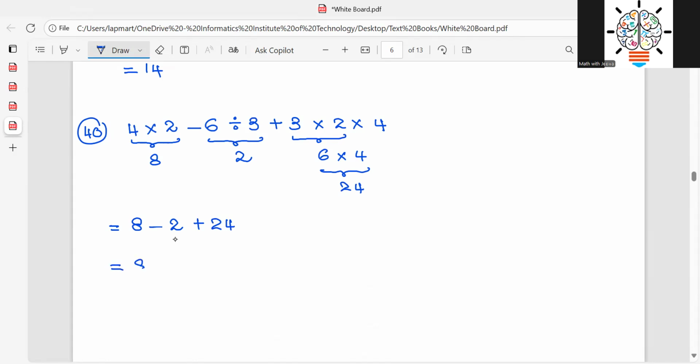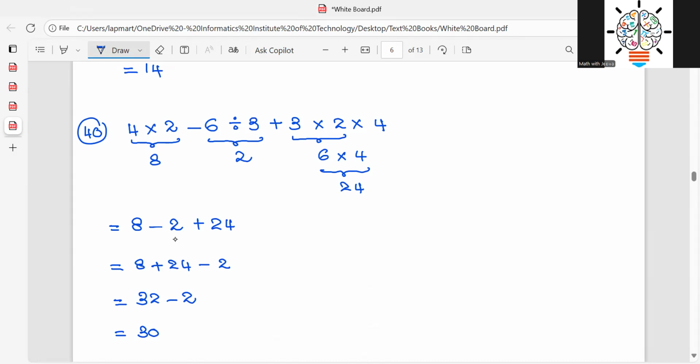So then I take 8. This might be an unnecessary step for you, but I prefer to have this step because it doesn't give me a wrong answer. It ensures that I'm following the correct path. So 4 times 2, subtract 6 divided by 3 plus 3 times 2 times 4. It gives me the answer 30.